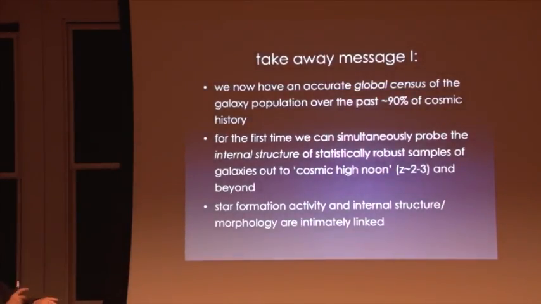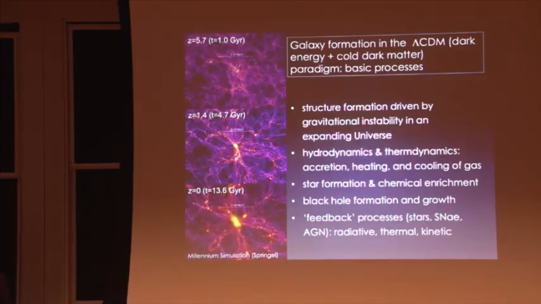Okay, so just to summarize the first part here, I think perhaps the main point to take away is that for the first time, we can simultaneously probe the internal structure of galaxies, their sizes, internal densities, and morphologies, out to redshifts of 2 to 3, along with their stellar population properties. And what we've seen is that the star formation activity and the internal structure and morphology are linked in interesting ways and are evolving in interesting ways. All right, so now let me come to trying to interpret these results.